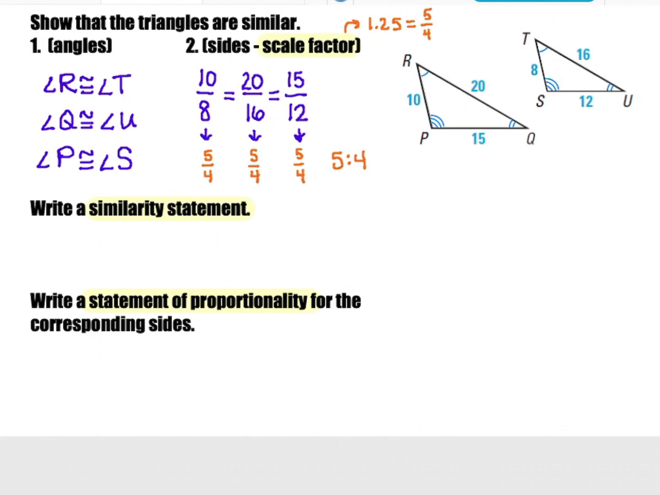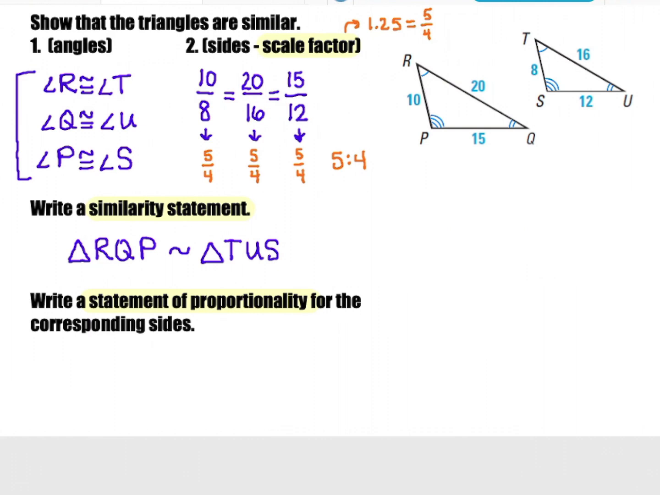Let's try writing a similarity statement, just like a congruent statement, only we'll use the similar symbol in between. And I kind of already have this lined up nicely with my angles, because I know that R matches with T, so I might just use that as my guide. The R goes with the T, the Q goes with the U, and the P goes with the S, and that should work out. The similarity statement.